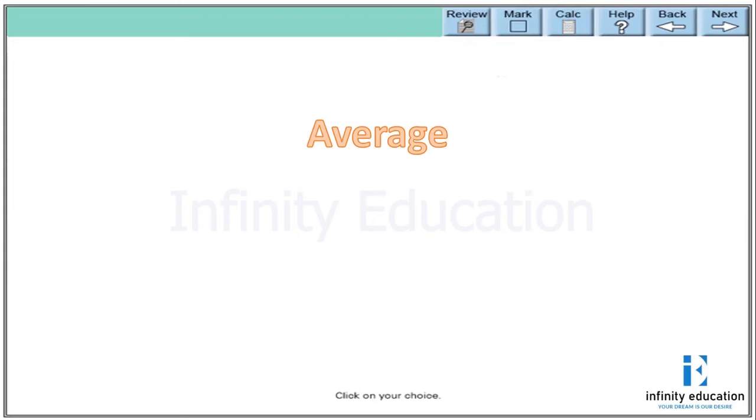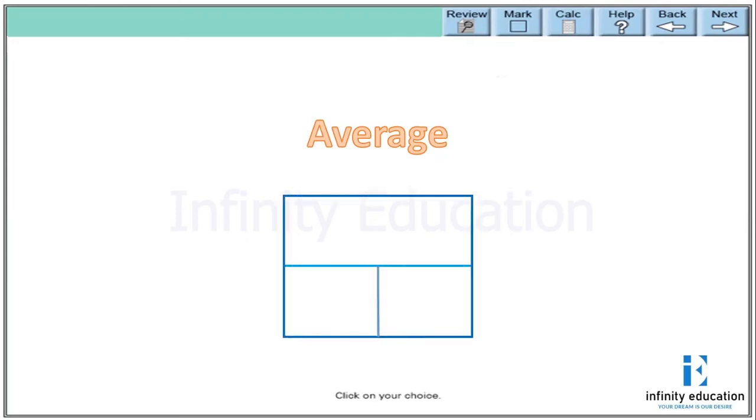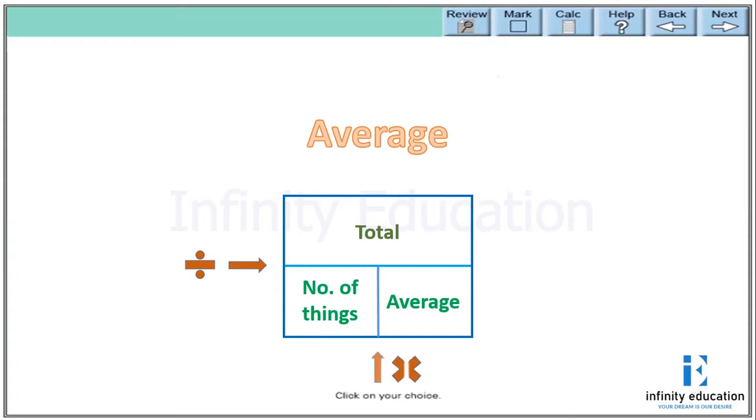So to do these things, we can use an average box. Now let's see how that works. If we know the total and the number of things, we can calculate the average. And if we know the total and the average, we can calculate the number of things. So our horizontal line is actually working as a divisor. At the same time, if we know the number of things and the average, we can calculate the total. So our vertical line is working as a multiplication.